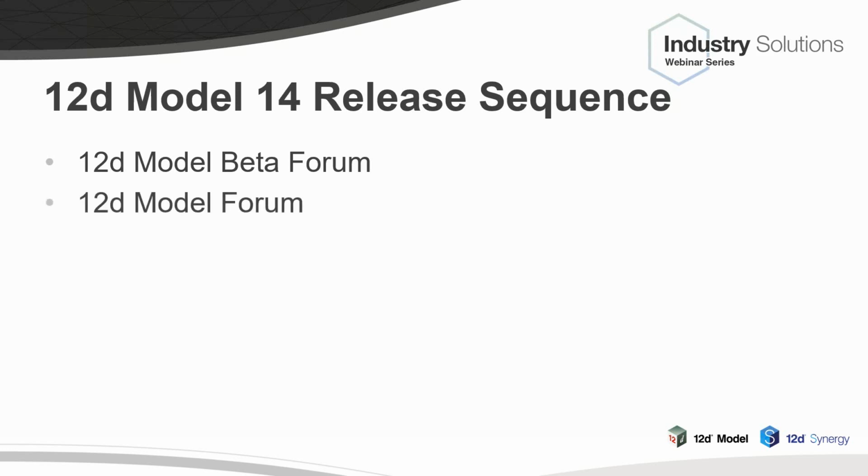Once we're happy with the 12D Beta forum, and everyone's got versions there that they're happy with, we then will post on the 12D Model forum. And that's where most of you have already seen it. After it's been on there for a little while and we still don't have any new major bugs, we'll then turn on what's called the update checker, which tells you that there is a new version for you to download. So even if you don't know about the 12D Model forum, the update checker will let you know about it.